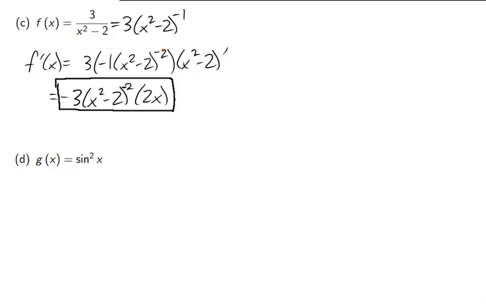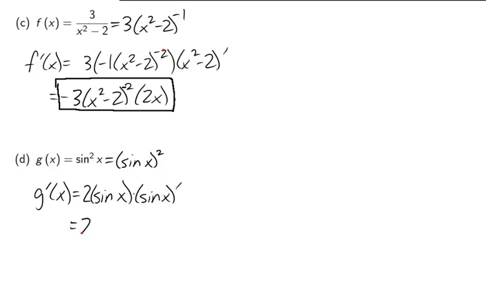Next example. This one is not clear as to which one is the outside function and which one is the inside function, unless you remember what it really means when you say sine squared x. That means this. It means the sine of x all squared. With that said, the outside function is definitely the square. If I've got u squared, the derivative is 2u times the derivative of the inside. 2 sine x, the derivative of sine x is cosine x.